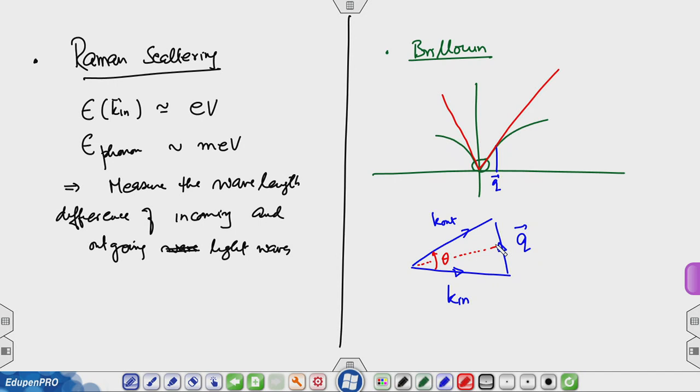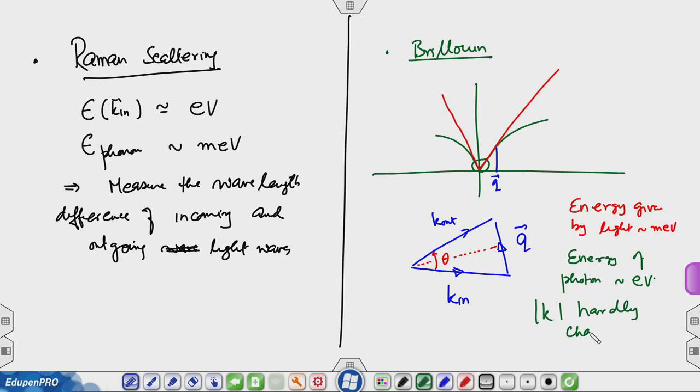Again, keep in mind that the energy of the phonon is of the order of meV, and the energy of the photon is of the order of eV. So, the magnitude of k hardly changes. That's an approximation I can make, and it's going to be a very good approximation.